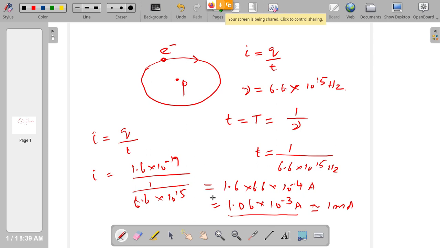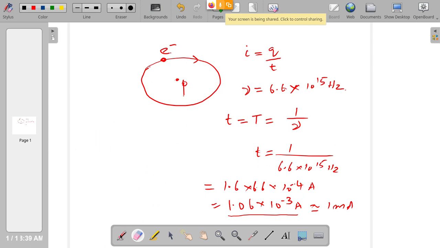Right. Now we have the current, so all we have to do is substitute in the formula. This is a circular loop, so B is equal to mu naught I by 2R. N is equal to 1 only, since it is a single loop.